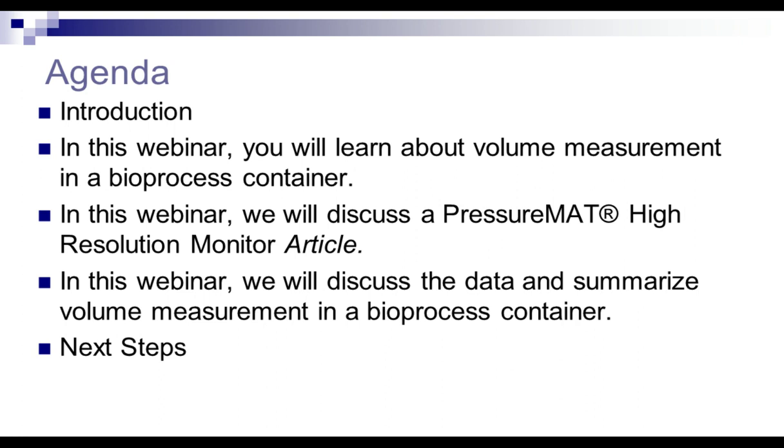And the agenda for today: a quick introduction to PendoTECH as a company, for those who are not familiar, followed by, in this webinar, you'll be learning about volume measurement in a bioprocess container. We will discuss a pressure mat high-resolution monitor article. And following that, we will discuss the data and summarize volume measurement in a bioprocess container. Lastly, next steps.